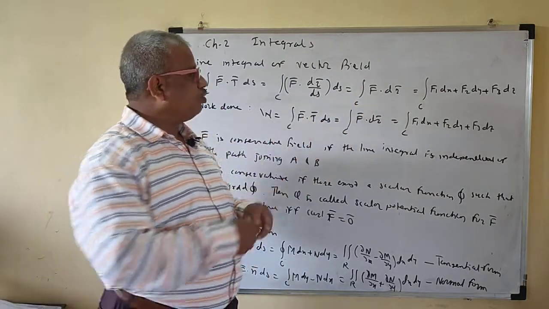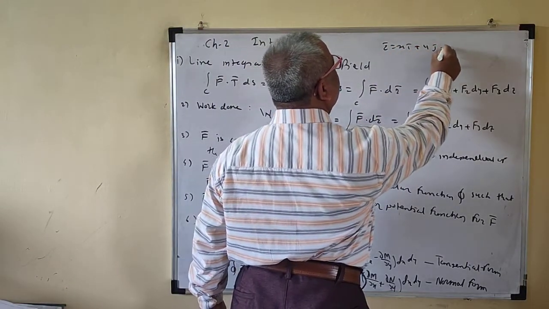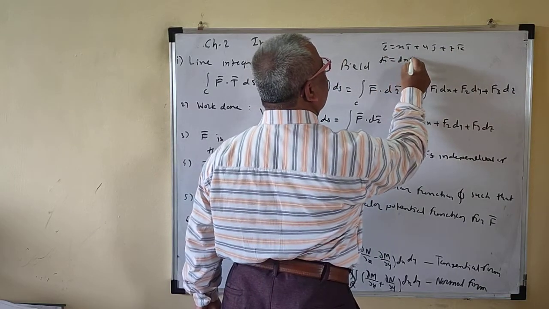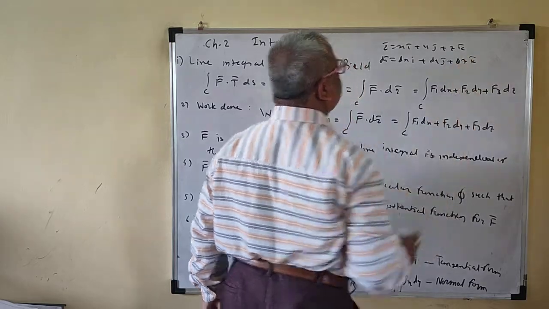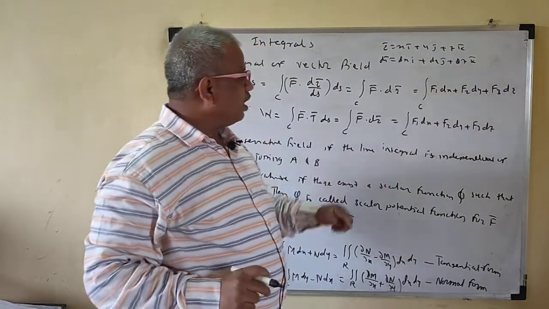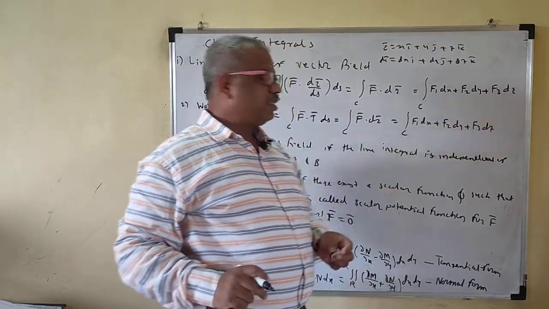Okay, so actually what is r bar? r bar is x i bar plus y j bar plus z k bar. So dr bar is dx i bar plus dy j bar plus dz k bar. Now if your f bar is f1 i bar plus f2 j bar plus f3 k bar, then f bar dot dr bar is f1 dx plus f2 dy plus f3 dz.